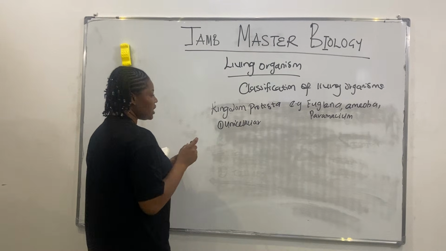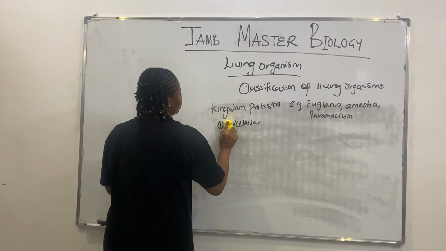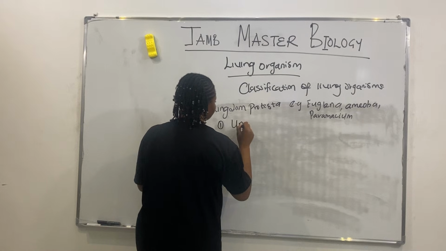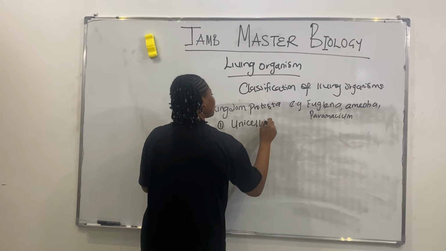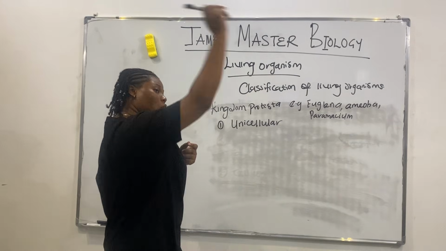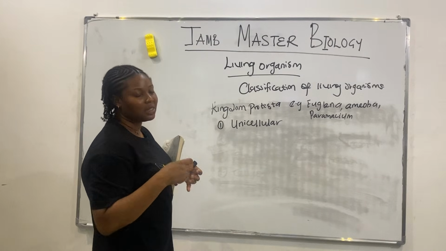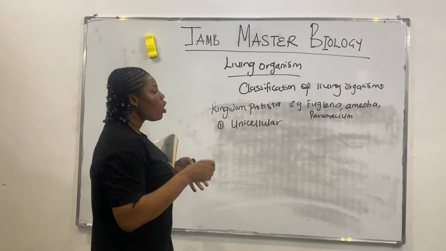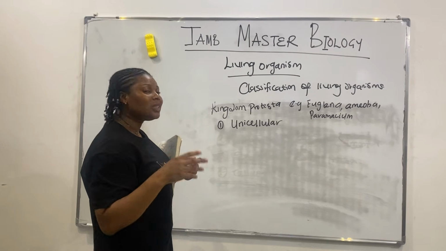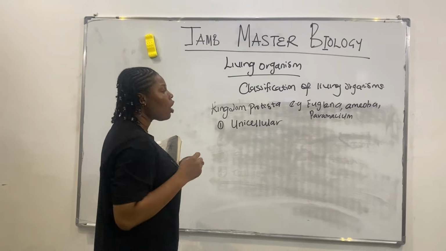Unicellular organisms. I forgot to mention, under kingdom Monera also, they are also unicellular. And I said in our former class, the class we had last week, that organisms that have one cell are called unicellular organisms. While organisms that have multiple cells are called multicellular organisms. Now, unicellular organisms means that they have one cell.